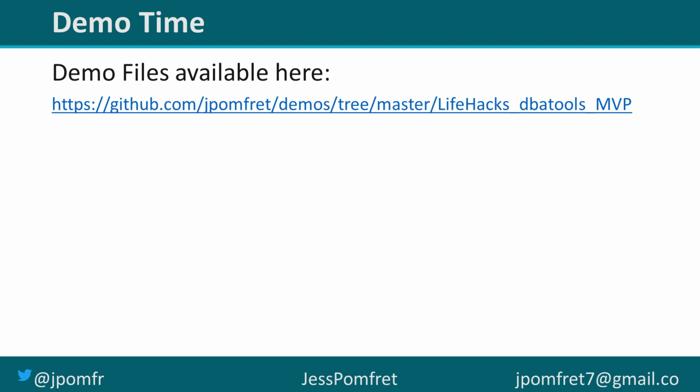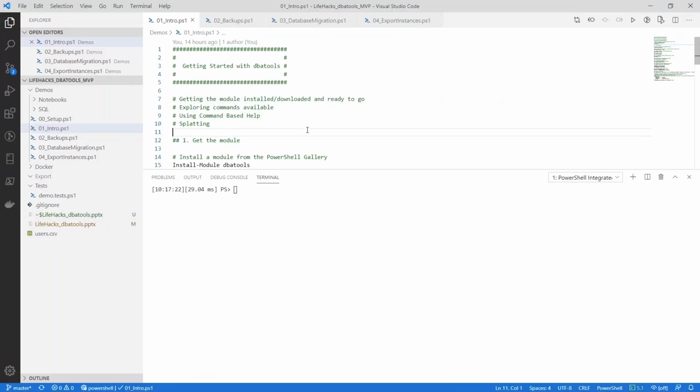So that's my quick introduction to dbatools. I'm going to dive into VS Code and my demos to show you how to get started and to show you my 3 life hacks. Getting started with dbatools: I'm going to show you how to get the module, get it installed on your workspace and ready to go. We'll look through some of the commands that are available. I'll show you how to use the command-based help, and then we'll talk a little bit about splatting.